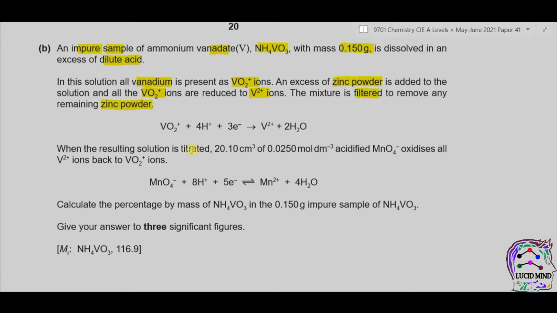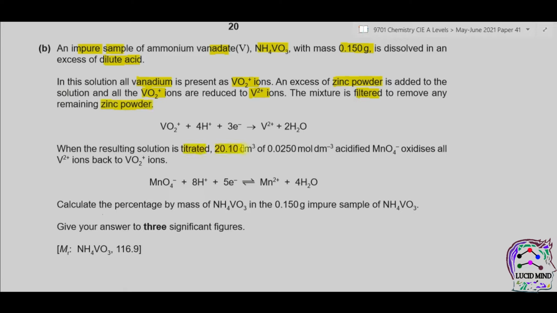The resulting solution is titrated with 20.10 cm cubed of 0.0250 mole per decimeter cubed acidified manganate, which oxidizes all V+2 ions back to VO2 positive ions. This is the equation given. Calculate the percentage by mass of NH4VO3 in the 0.150 gram impure sample of NH4VO3. Give your answer to three significant figures.